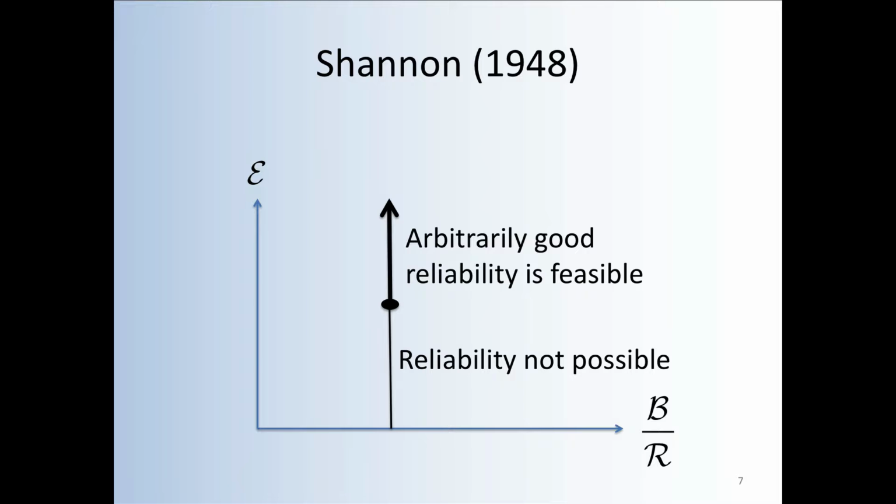The other was the observation that you can get arbitrarily good reliability, because the specialists at the time sort of thought that noise always causes errors, and therefore you always have to live with errors. And there would be no way that you could get an arbitrarily high reliability, but in fact, Shannon showed that that was the case.